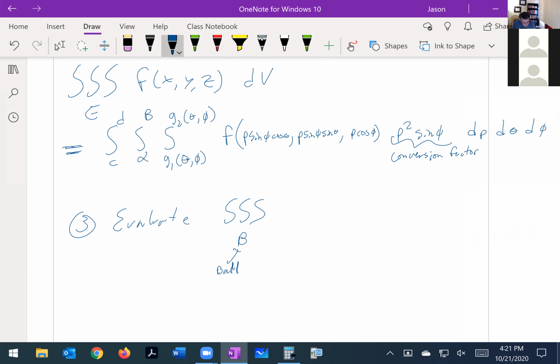So we're going to go from e to the x squared plus y squared plus z squared to the 3 halves dv. We want it on the ball. And what is this ball? We're going to call this the unit ball. That's the ball of radius 1.